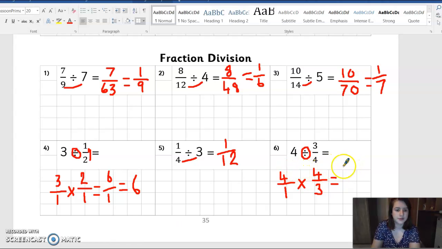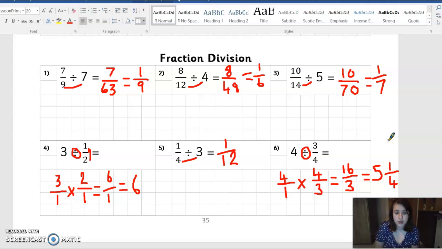So we've got 4 times 4 is 16, and we've got 1 times 3 is 3, so 16/3. And then what we do is we turn this into, like we turn 6 ones into 6, we're going to turn 16/3 into a mixed number. So how many 3s go into 16? So 3 goes into 16 5 times completely. And then we have 1 left over, and we put that 1 over what the original fraction was, so it becomes 5 1/4. So hopefully that's not too confusing for you.